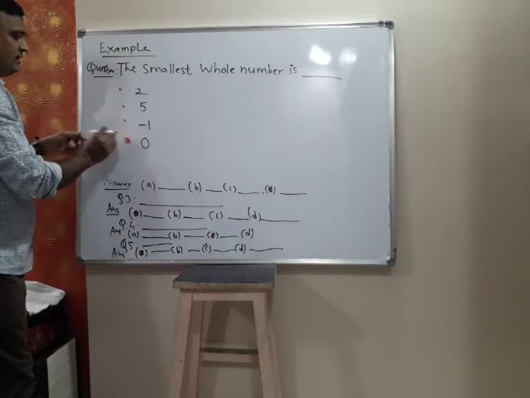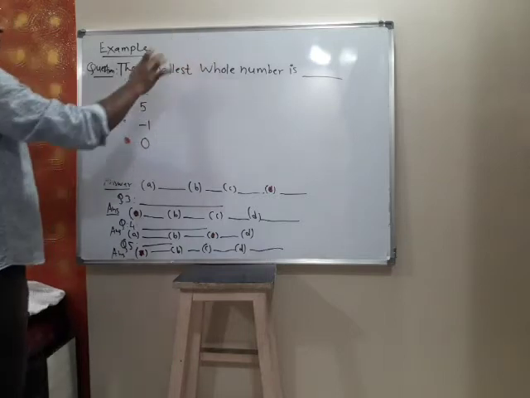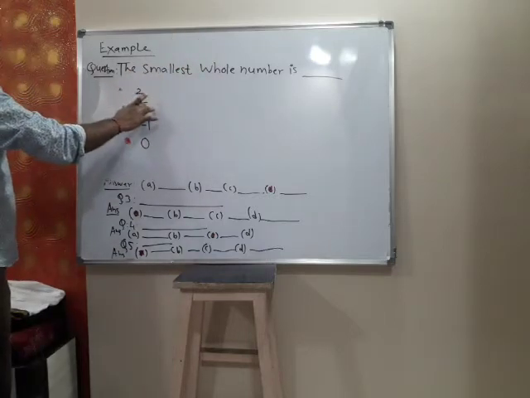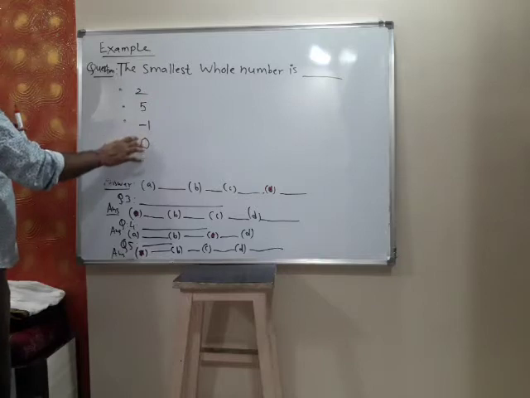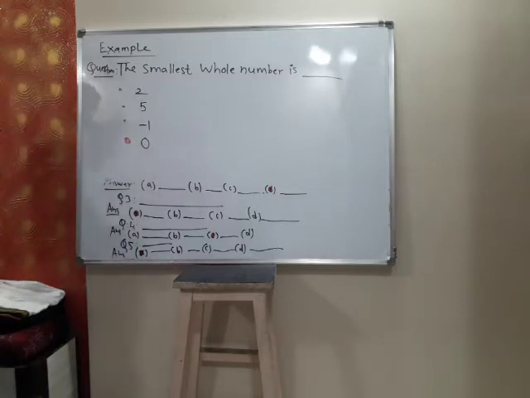Other wrong answers I will not click. This I will not click, because the smallest whole number is 0. So 2 is not the correct answer. 5 is not the correct answer. -1 is not the correct answer. The correct answer is 0. So this I will click. I have to click the correct answer.